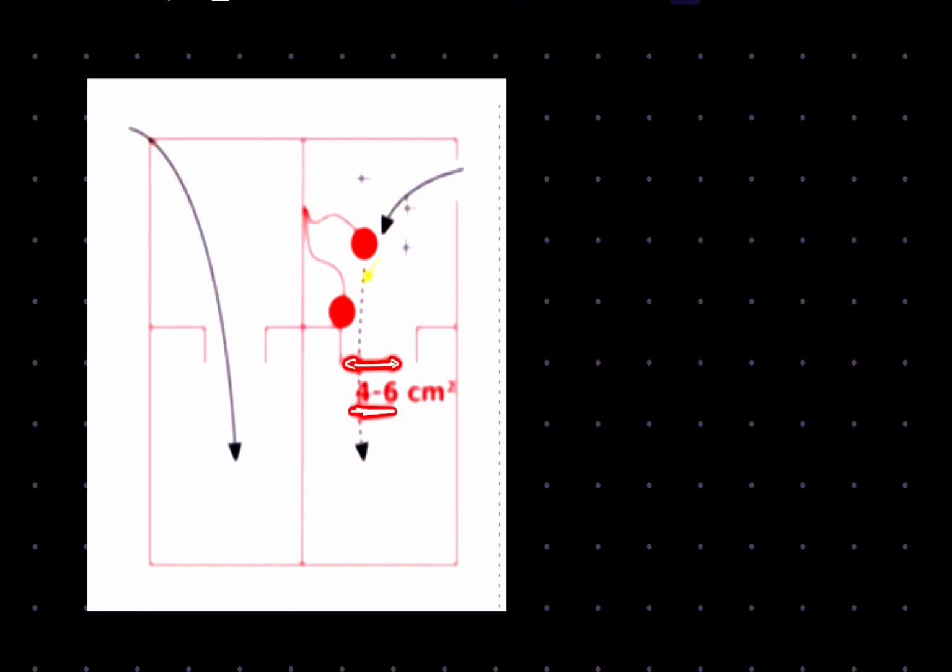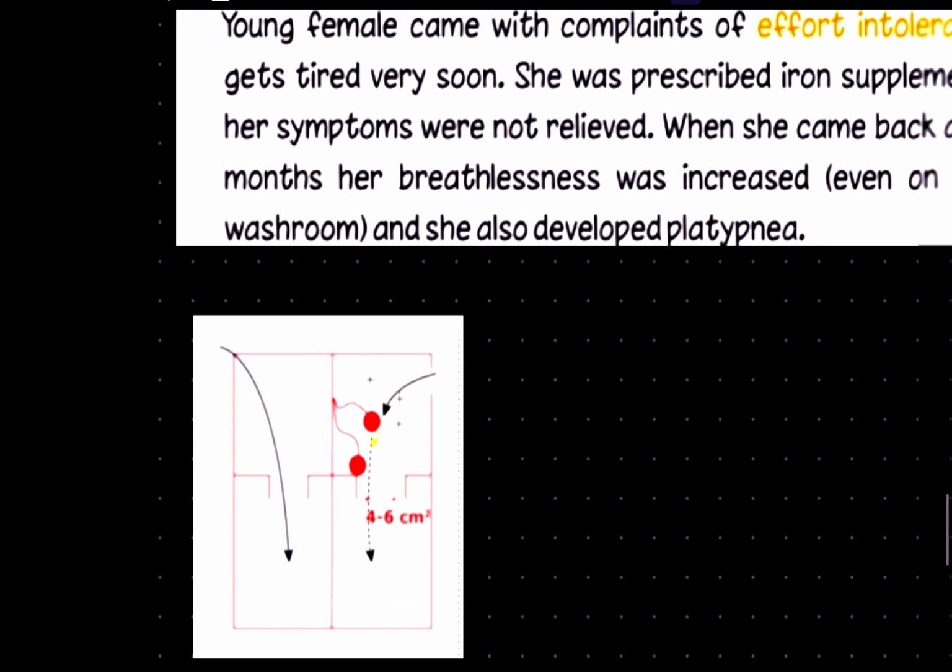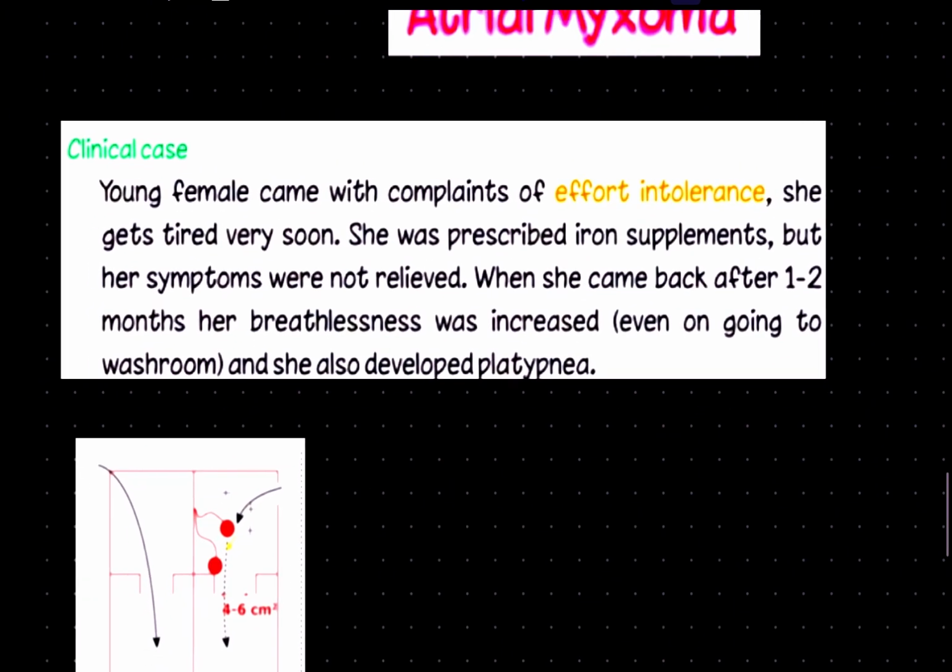The size of the mitral valve is about 4 to 6 centimeter square. Now we talked a bit about atrial myxoma. Now let's move into our clinical case.